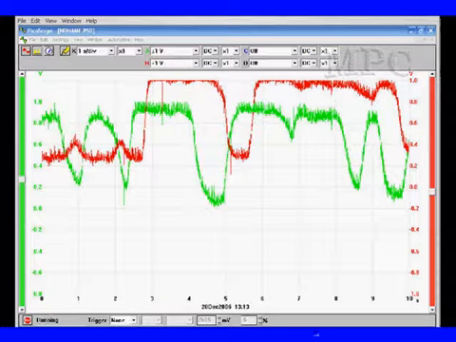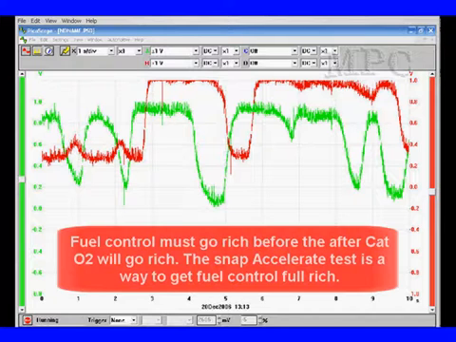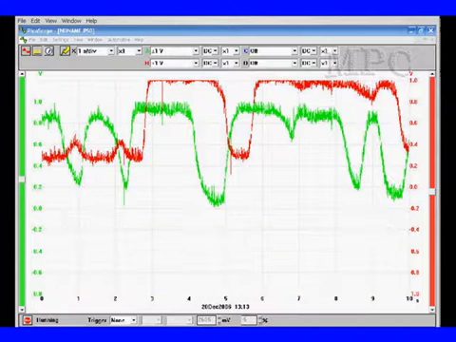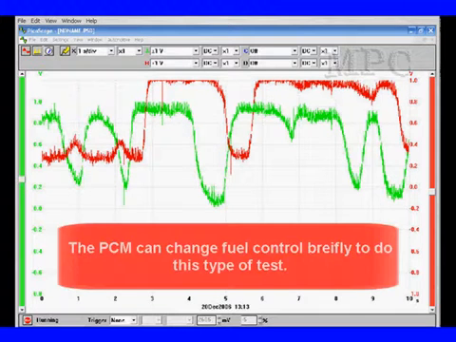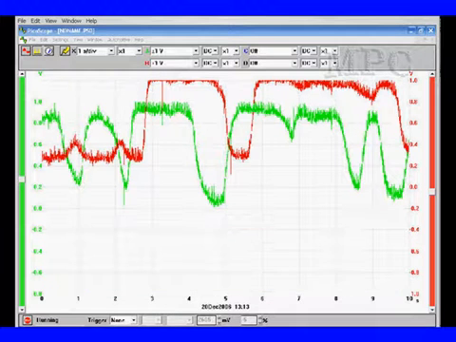Now, remember, the fundamental to make this test work is that fuel control must go rich before the after catalyst can go rich. The snap accelerate test accomplishes this. We can do this type of testing and verify it. Now, the PCM can do this type of test, but it changes it only briefly and does the same thing. So use this to verify Mode 6.